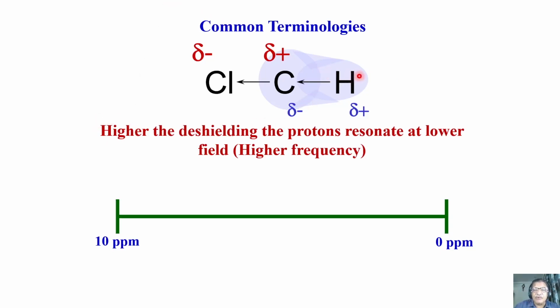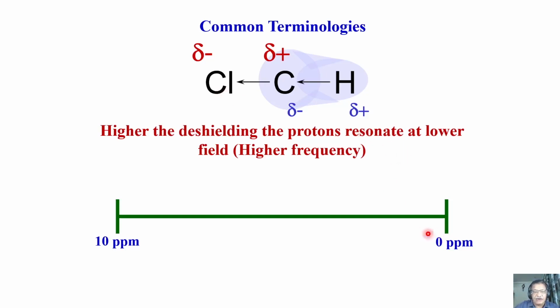Now, in this case, the proton is de-shielded because this is withdrawing electron density. Doesn't matter. The higher the de-shielding of the protons, the more they resonate at lower field. Lower field means higher frequency. Don't get confused. These are the terminologies we use in NMR. I want to make it very clear for you, the common terminologies we use in NMR.